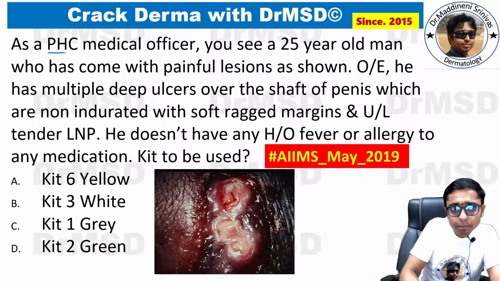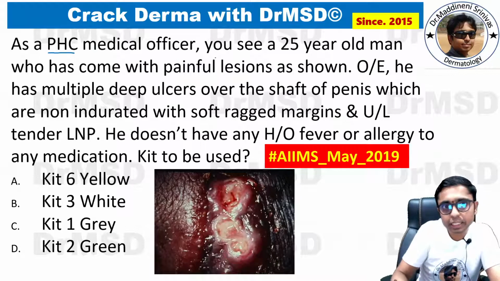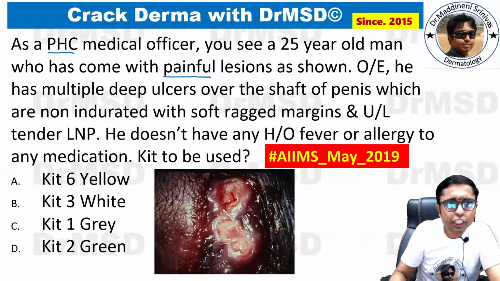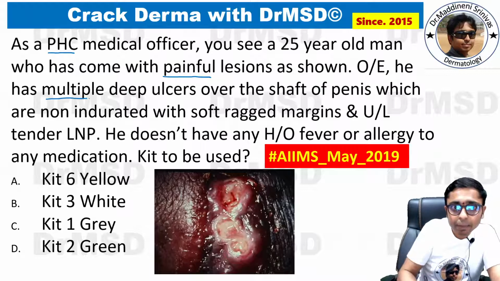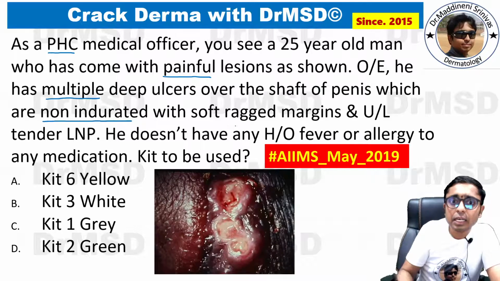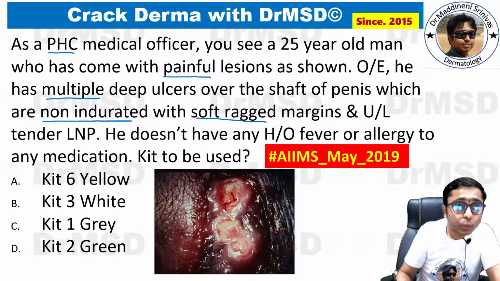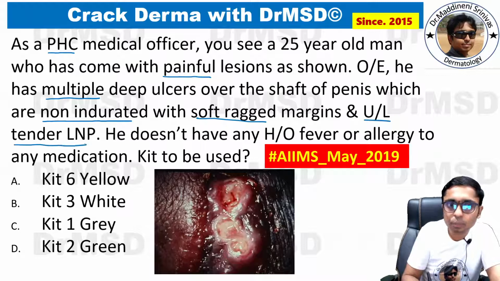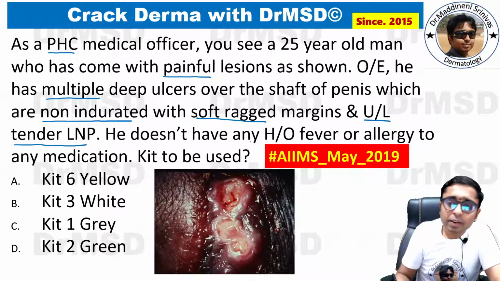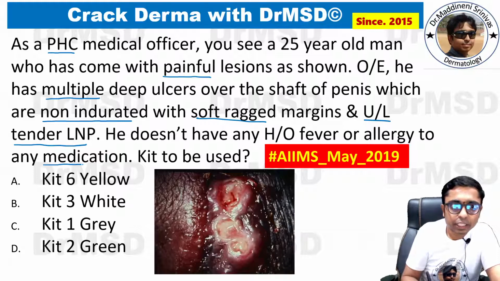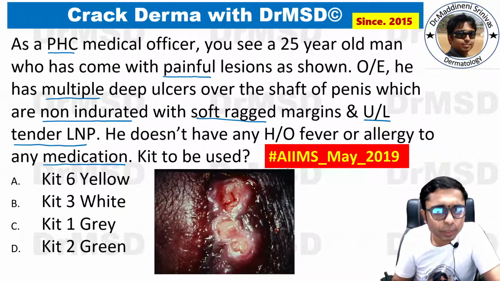As a PHC, primary healthcare center medical officer, you see a 25-year-old man who has come with painful lesions as shown below. On examination, he has multiple deep ulcers over the shaft of the penis which are non-indurated with soft ragged margins and unilateral tender lymphadenopathy. Unilateral tender LNP is lymphadenopathy. And there is no history of any fever or allergy with usage of any medication. So what is the kit which is to be used?